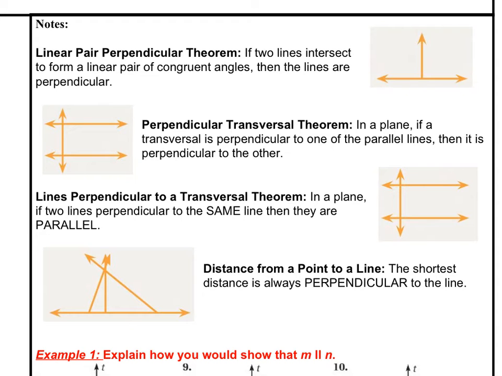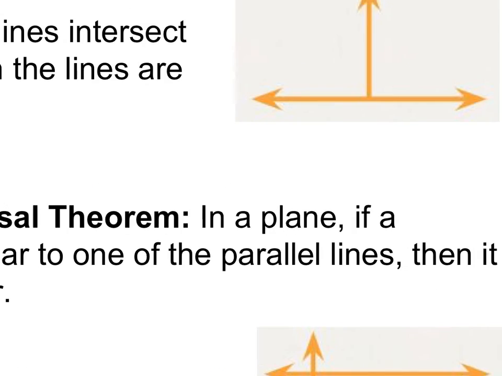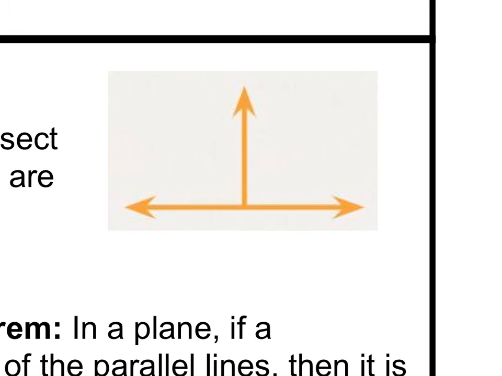Linear pair perpendicular theorem. If two lines intersect to form a linear pair of congruent angles, that's the keyword, then the lines are perpendicular. So if we know that these two angles are congruent, they're on a linear pair, which means that they're supplementary and they add up to 180. So you have to know that they're both going to be 90 degrees.